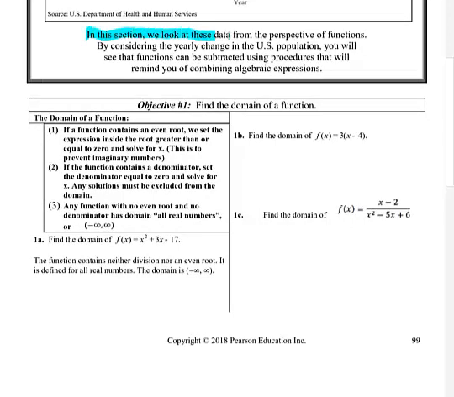In this section, we look at this data from the perspective of functions. By considering the yearly change in the U.S. population, you'll see that functions can be subtracted using procedures that will remind you of combining algebraic expressions. There are times in real life where one function represents something and another function represents something else, and it actually makes sense in that situation to add or subtract.